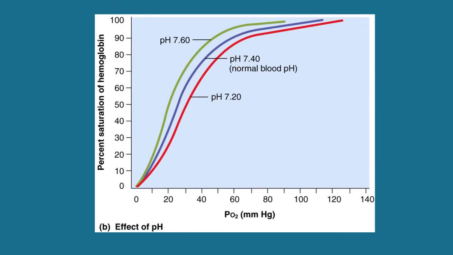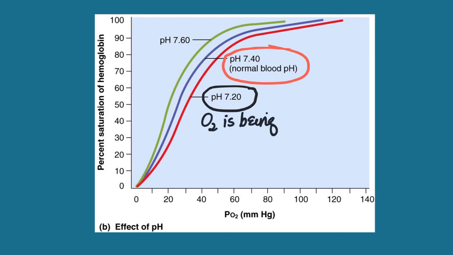Let's interpret the oxygen dissociation curves for pH. Let's look at the normal pH first. Here we have the normal pH, and like we said earlier, anything to the right means that the oxygen is being released. So just by going with our rules, we'll say oxygen is being released, or dissociated. And anything to the left means oxygen is being held.